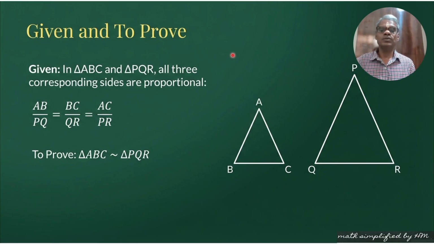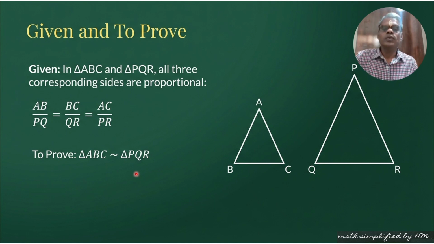Let us break down the theorem statement in two parts, that is what is given and what we have to prove. Now assume that as per theorem statement there are two triangles ABC and PQR such that their corresponding sides are proportional. AB upon PQ is equal to BC upon QR is equal to AC upon PR. We have to prove that triangle ABC is similar to triangle PQR.